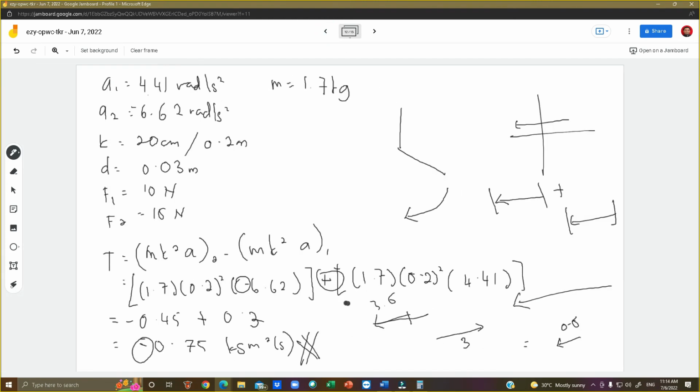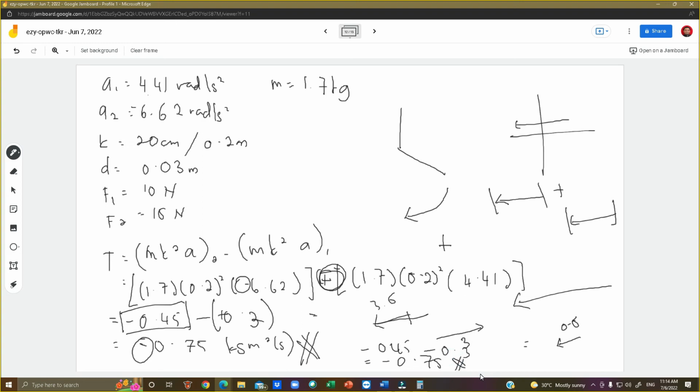Okay. Dekat sini, the first number is negative. And then kita tolak dengan second number. Second number ni positif. Maksudnya dia macam ni lah. Negatif 0.45 tolak dengan positif 0.3. Tolak dengan tambah, dia jadi tolak. Dapatlah negatif 0.75. Okay. Clear?